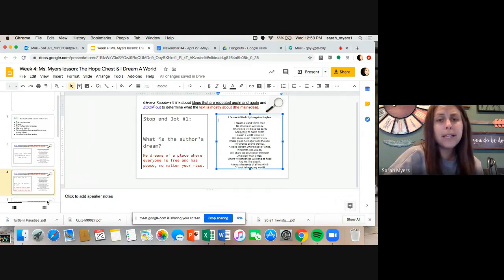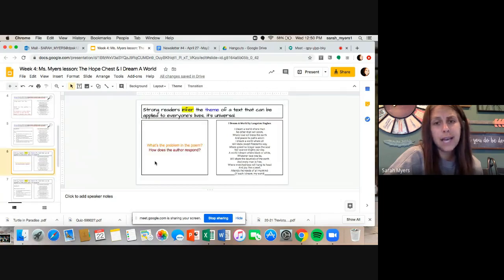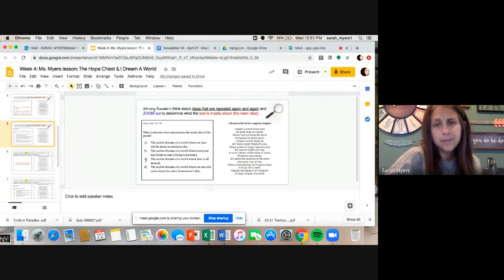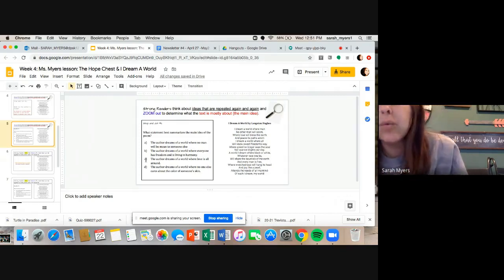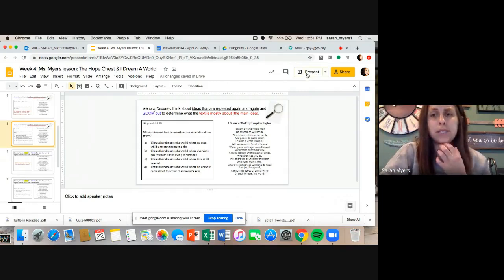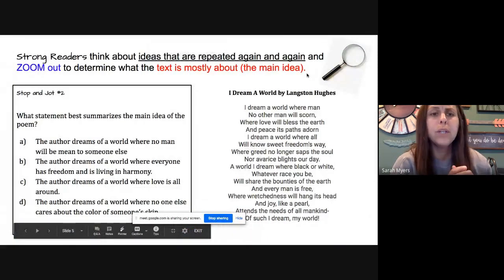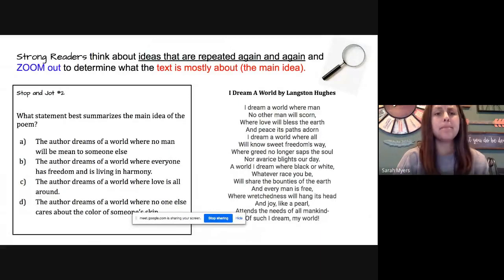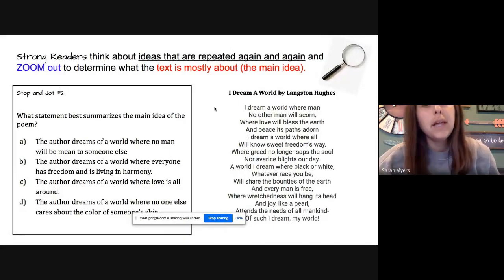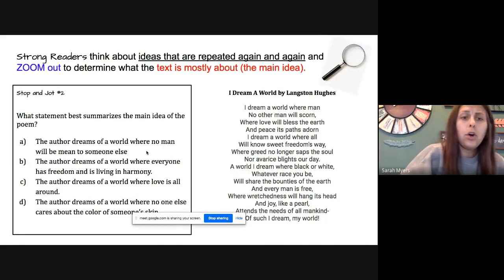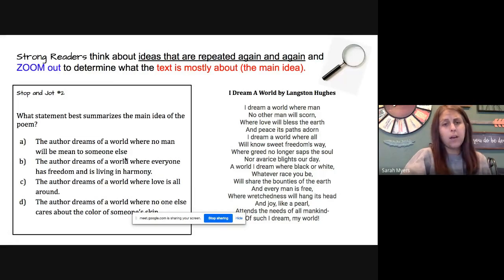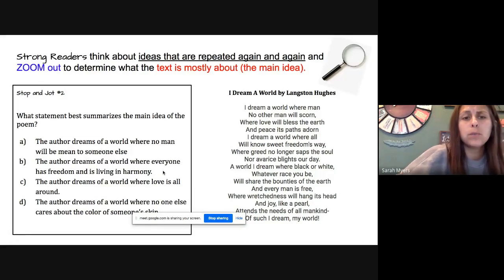So I'm going to go back down to the next slide. And I'm really going to think about what is this poem mostly about. So I'll present my screen again. Which statement best summarizes the main idea of the poem? A, the author dreams of a world where no man will be mean to himself. B, the author dreams of a world where everyone has freedom and living in harmony.